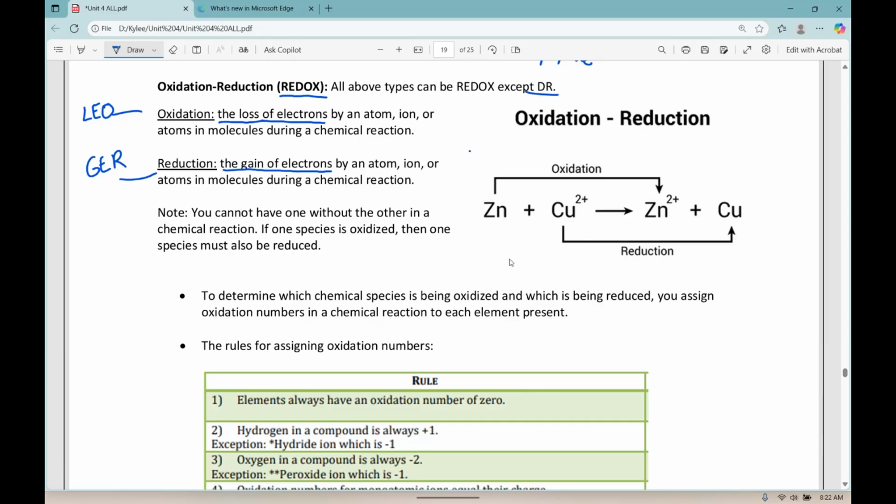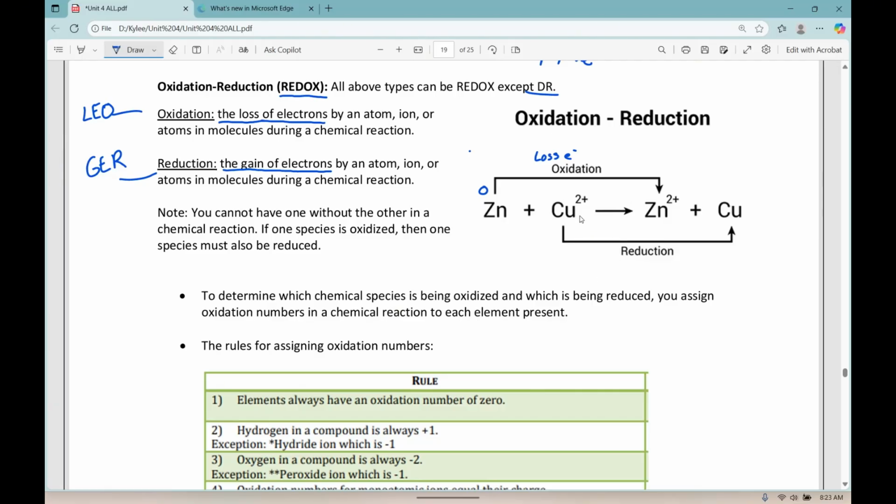So over here in this example, we have zinc, which in its normal state would have what we call an oxidation number of 0. And then on the right, we have zinc as a +2 ion. So in order to go from an oxidation number of 0 to +2, that means that a loss of electrons had to happen. So zinc, we would say zinc is being oxidized.